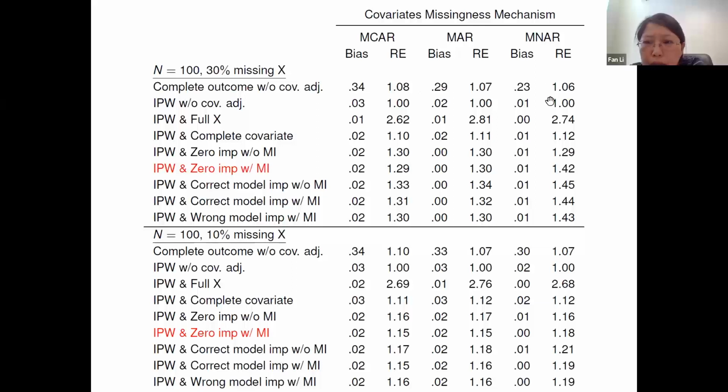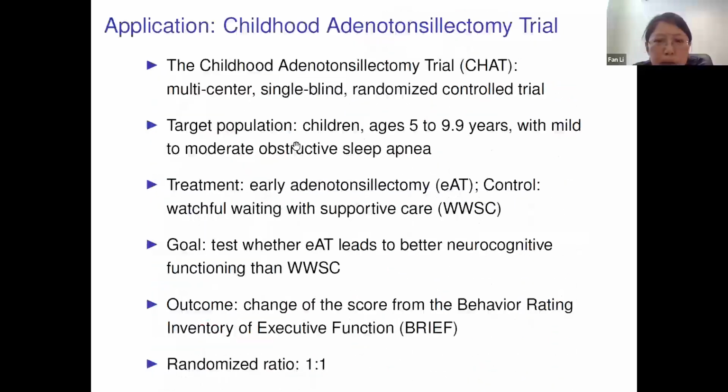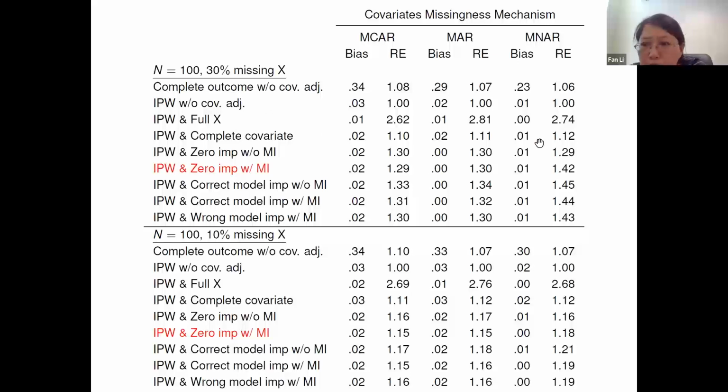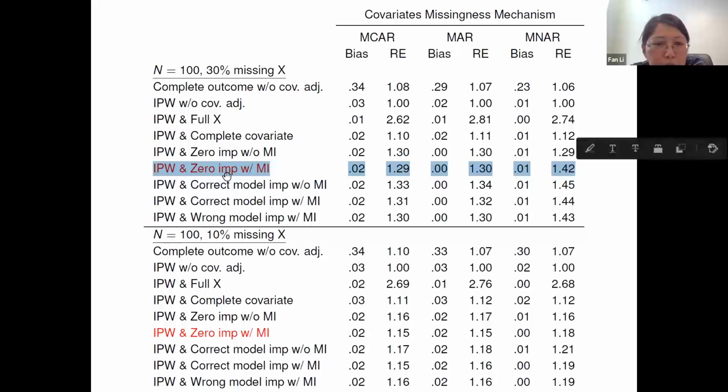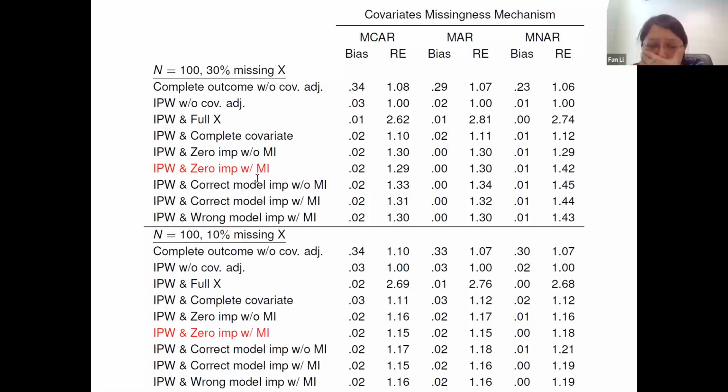So let's look at this. The higher this IPW for X, I think there's something going on here. I need to figure this out. But anyway, just look at the key point. So what is MI? MI is not multiple imputation, it's a missing indicator. Okay, so this is the approach that we essentially advocate. We use IPW to deal with the missing outcomes, and zero imputation. Well, you can also do mean imputation with indicator.